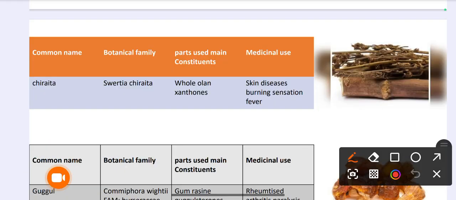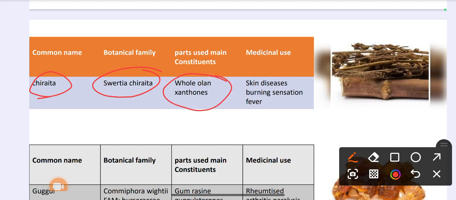Next one, Chirata. What is the botanical family involved in Chirata? Swertia chirata. What parts are involved in Chirata? Whole plant, with olenin and xanthones. What are the medicinal uses of Chirata? Skin diseases, burning sensation and fever.